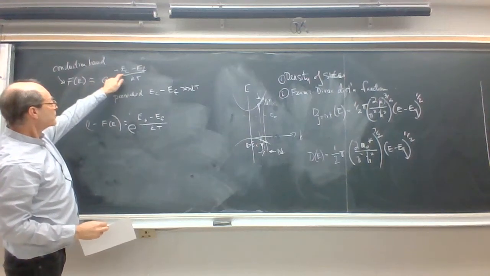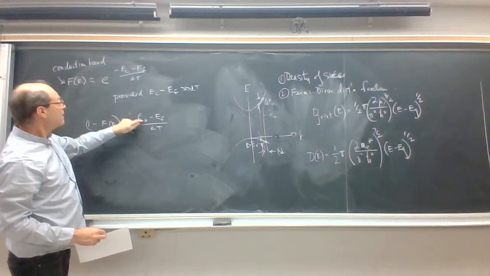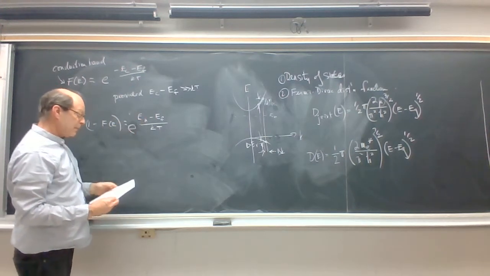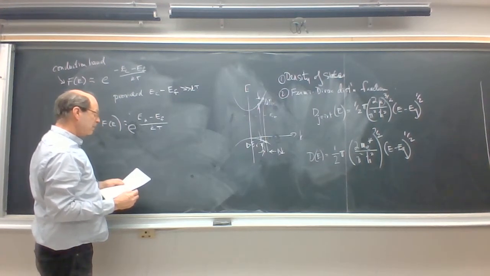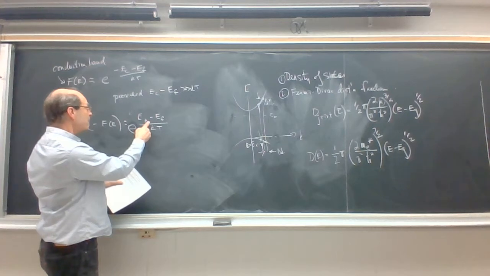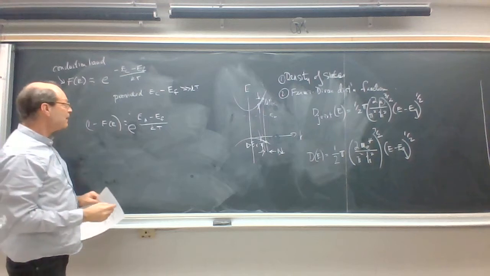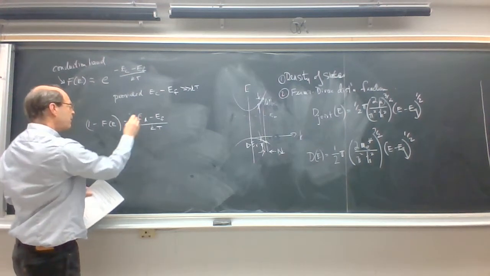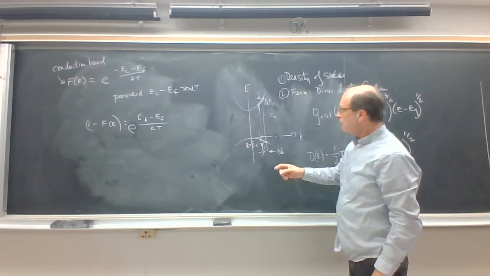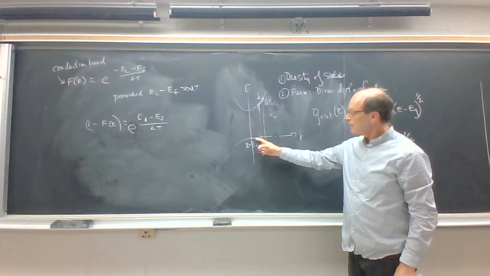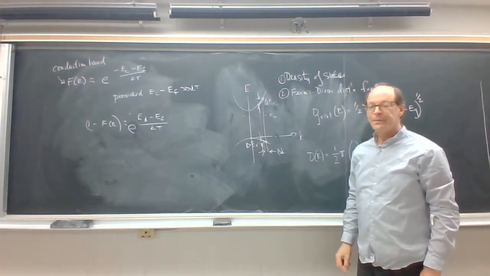So if you substitute the valence band instead of the conduction band, you'll have the density of states associated with the valence band, and you'll end up with a plus sign in the exponent rather than a minus sign. You can try that out for yourself. In other words, take the Fermi-Dirac distribution function in the valence band and then simply subtract it from 1.